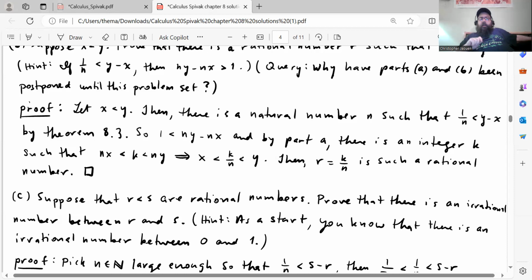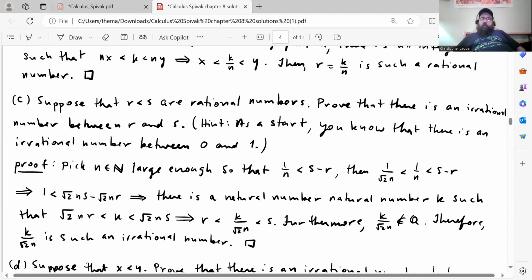So r equals k over n is such a rational number. That shows that between any two real numbers, there is a rational number. He hasn't defined density of a set yet, but he'll do that in the next question. But what this shows is that the rational numbers are dense in the real numbers.